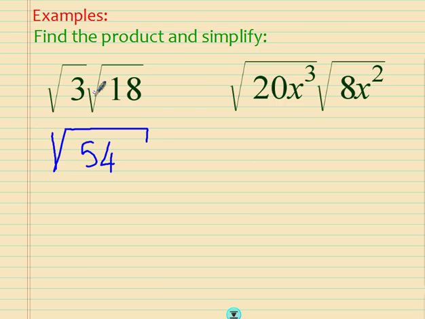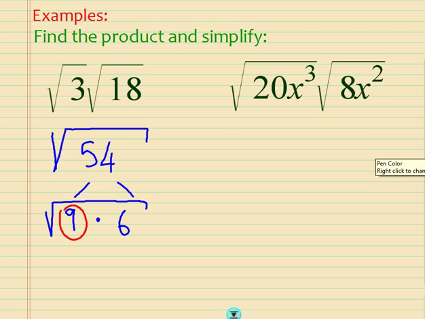Square root of 54 in this case is not a perfect square, so we're going to have to think about perfect squares that could go into 54 evenly, the biggest perfect square. The biggest one I can think of is 9 and 4. So we're going to write square root of 54, excuse me, not 4, 9 and 6. Square root of 54 is square root of 9 times 6. We know 9 is a perfect square and it will go outside of the square root as 3, and 3 root 6 is our answer.